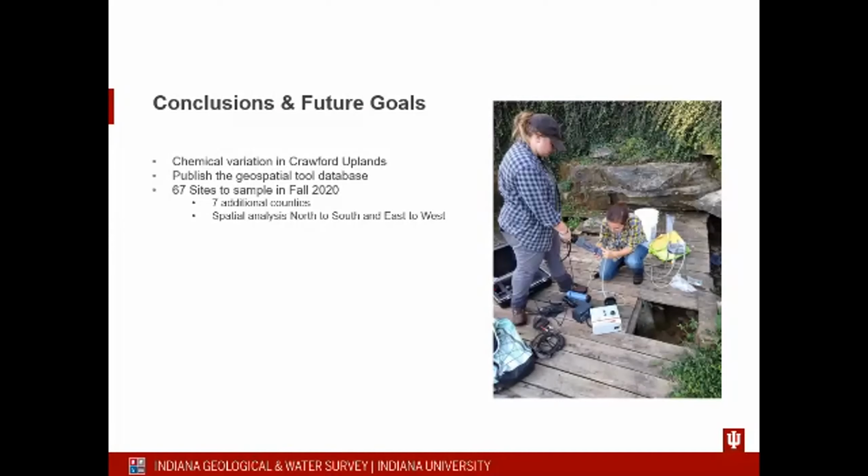And then additionally, as I stated, we'll be revisiting the springs we sampled last year. So hopefully we'll get a better understanding of the bacteria in those springs.